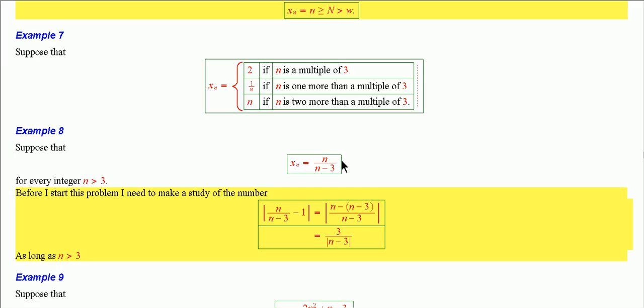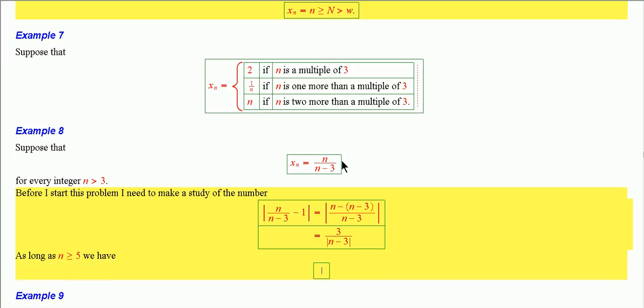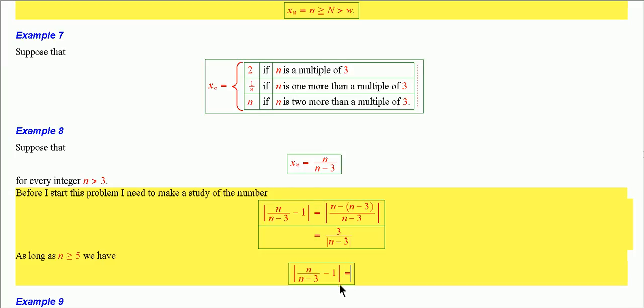I don't want to live dangerously and put n equals 3 here and get burned. You see? So as long as n is greater than or equal to 4, we have the distance between this and 1 is equal to 3 over n minus 3. Is that reasonable? Except they have n greater than or equal to 5 up there. As long as n is greater than or equal to 4. I'm sorry. Well, it's also true if n is greater than or equal to 5, but I don't want to confuse anybody.